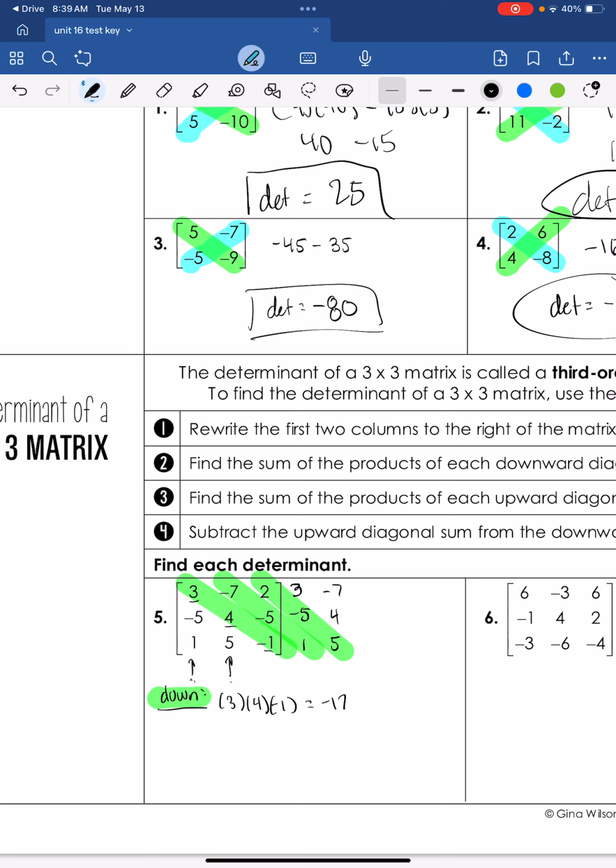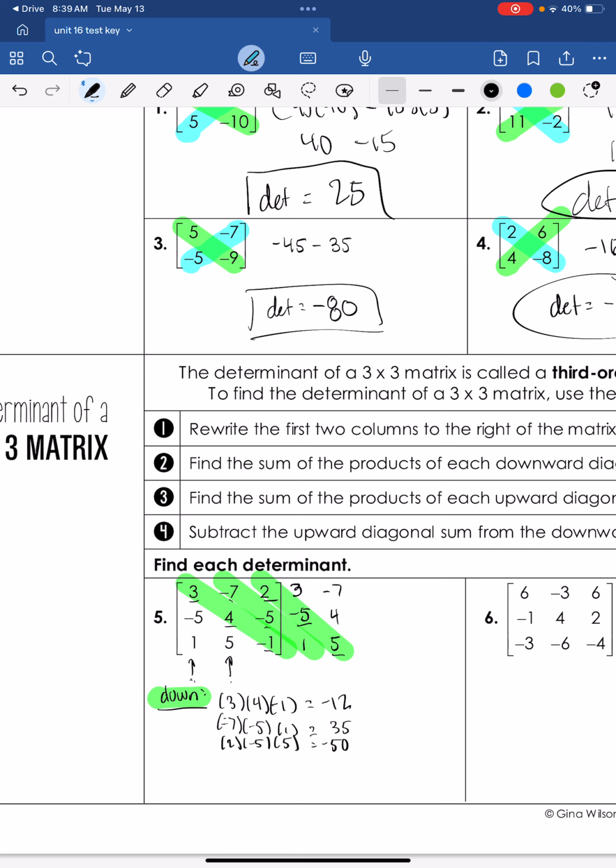When we do that, we get negative 12. Our next one, we do 7, negative 7, negative 5, and 1. And when you multiply those out, you're going to get a positive 35. And then the last row is 2, negative 5, and 5. And when you multiply those out, you'll get negative 50. So that's the product of these three diagonals.